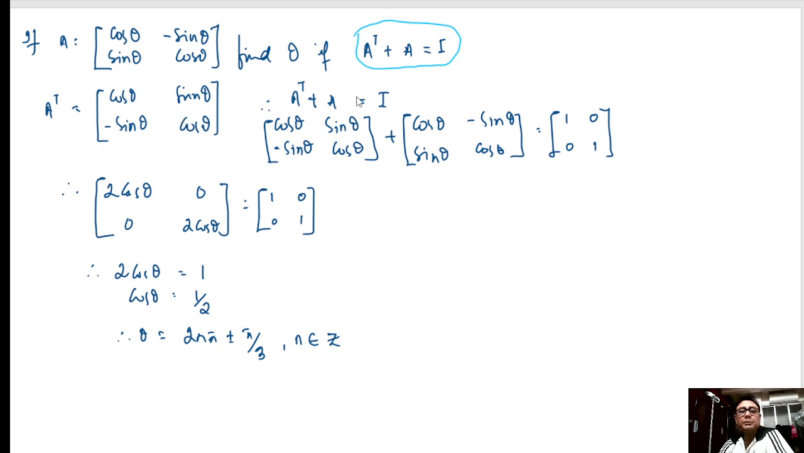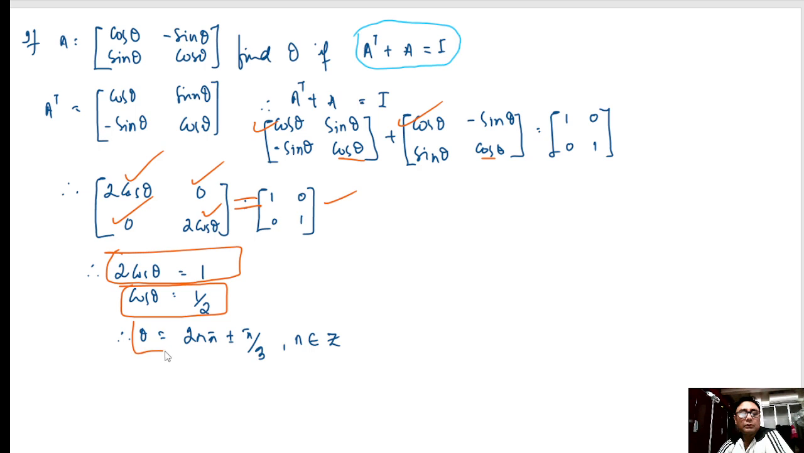Now they are telling A transpose plus A, so this is the A transpose and this is the A. So we will add cos theta plus cos theta, that is 2 cos theta. Sin theta minus sin theta, which is 0. Minus sin theta plus sin theta is 0. Cos theta plus cos theta is 2 cos theta, which is equal to this given I already. That means I can write 2 cos theta is equal to 1. So cos theta is equal to half.